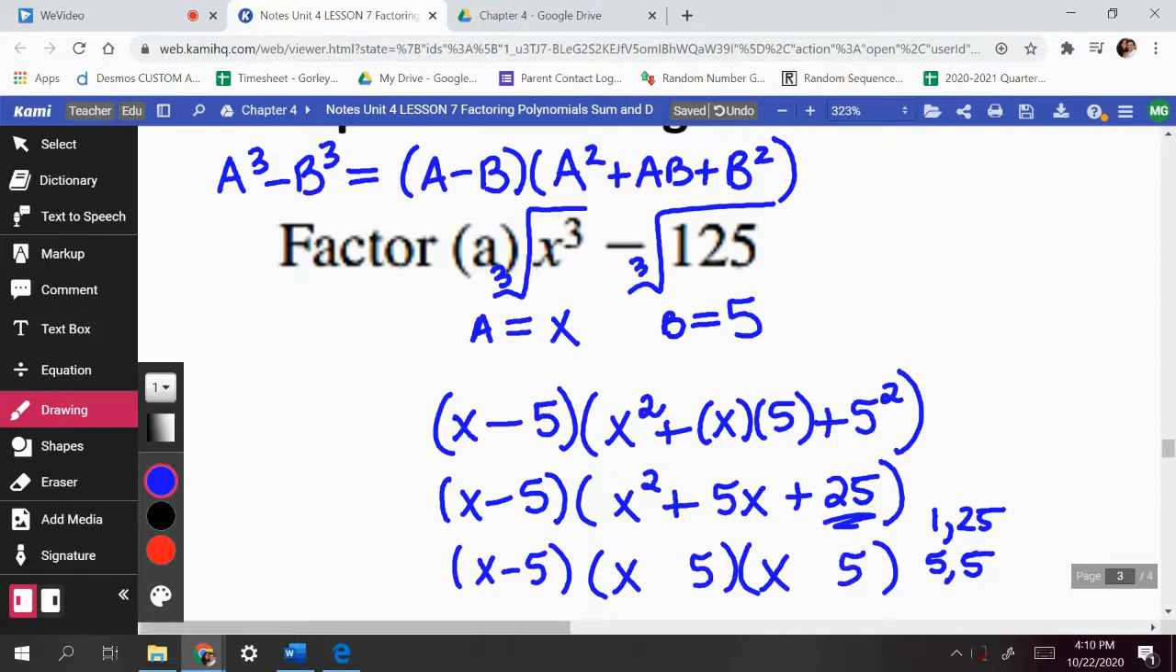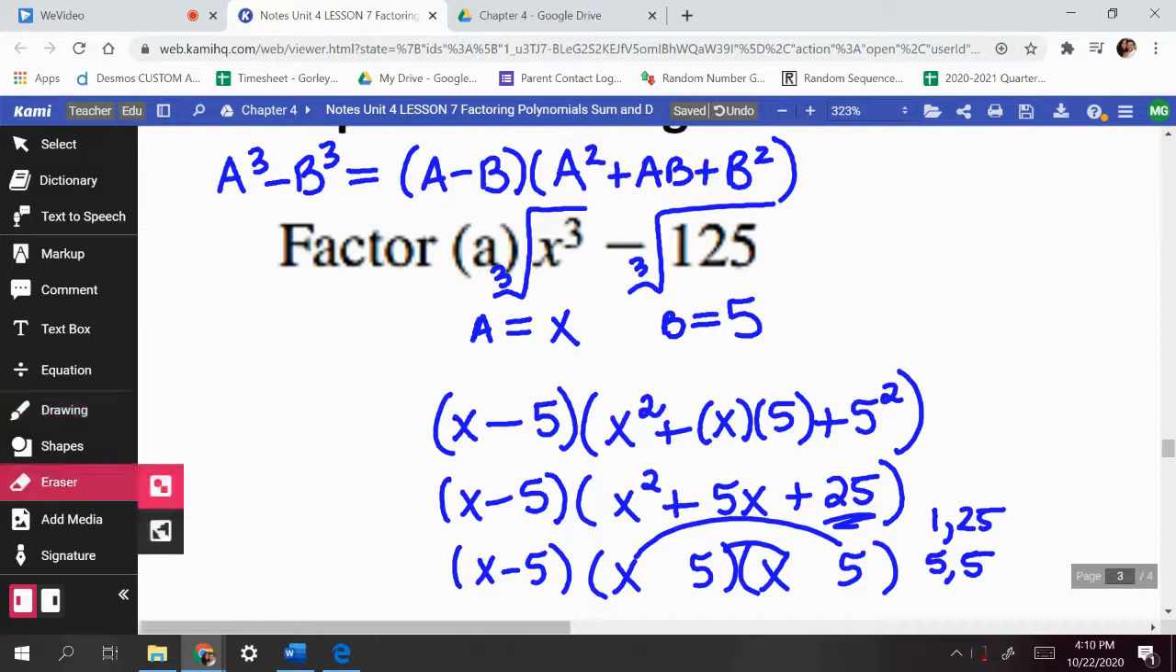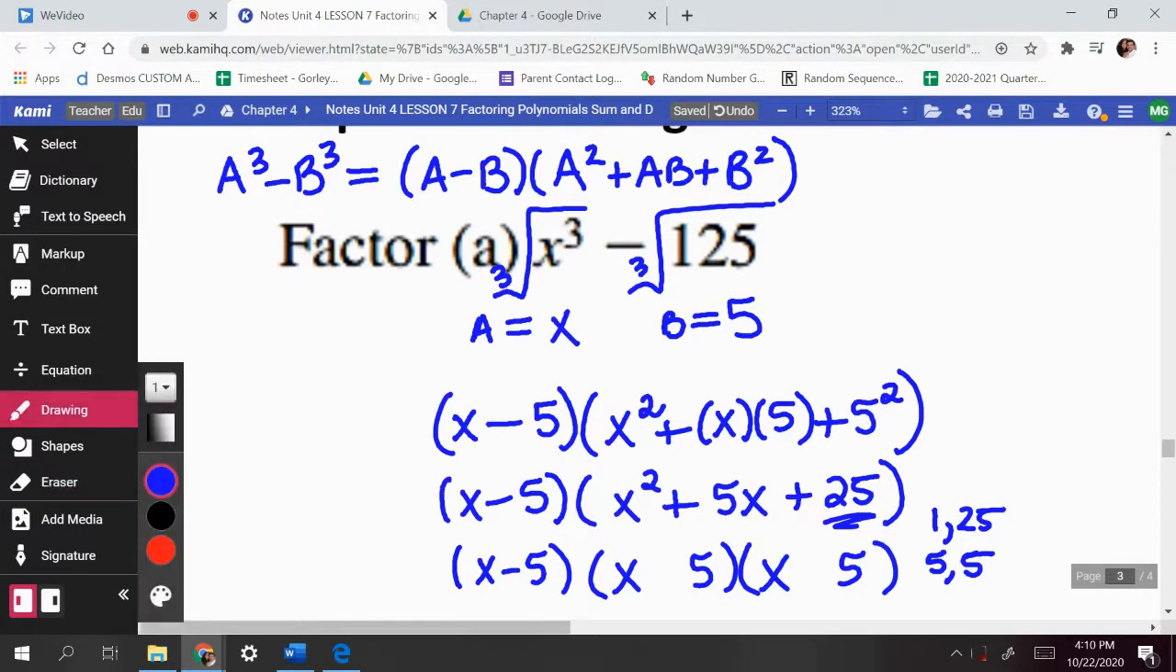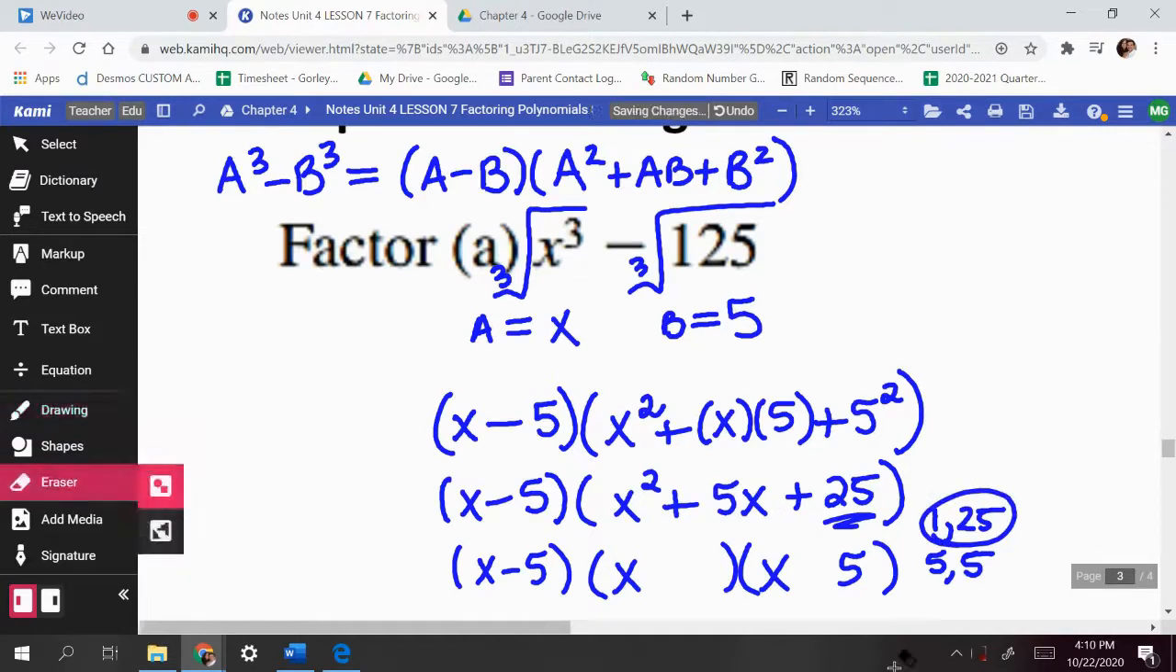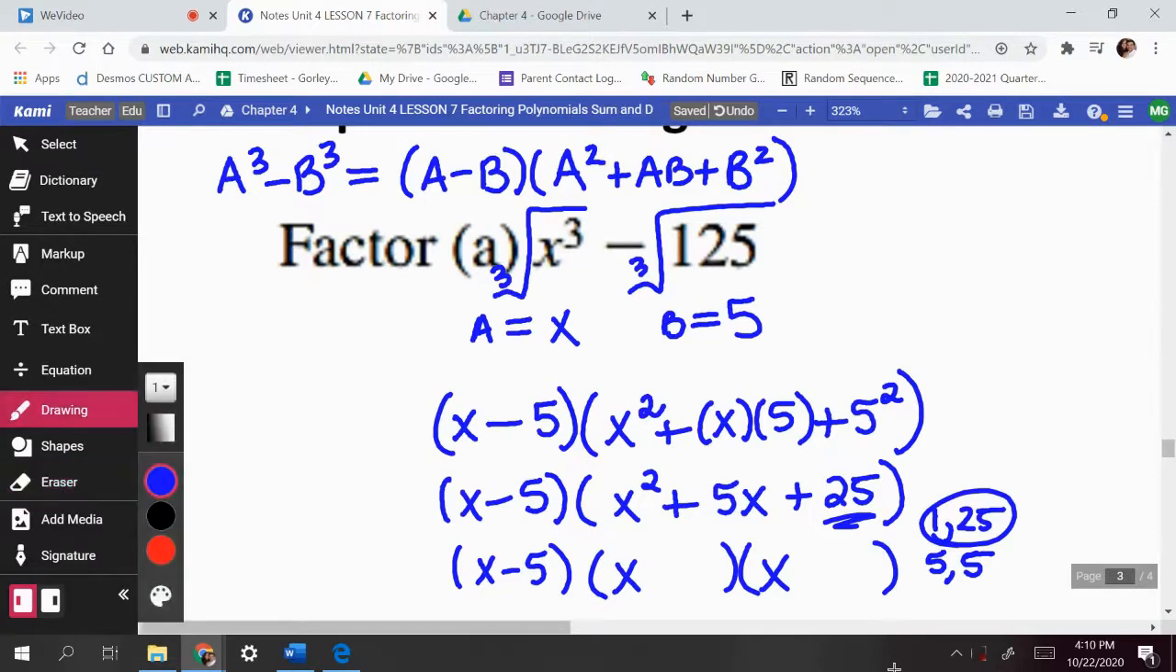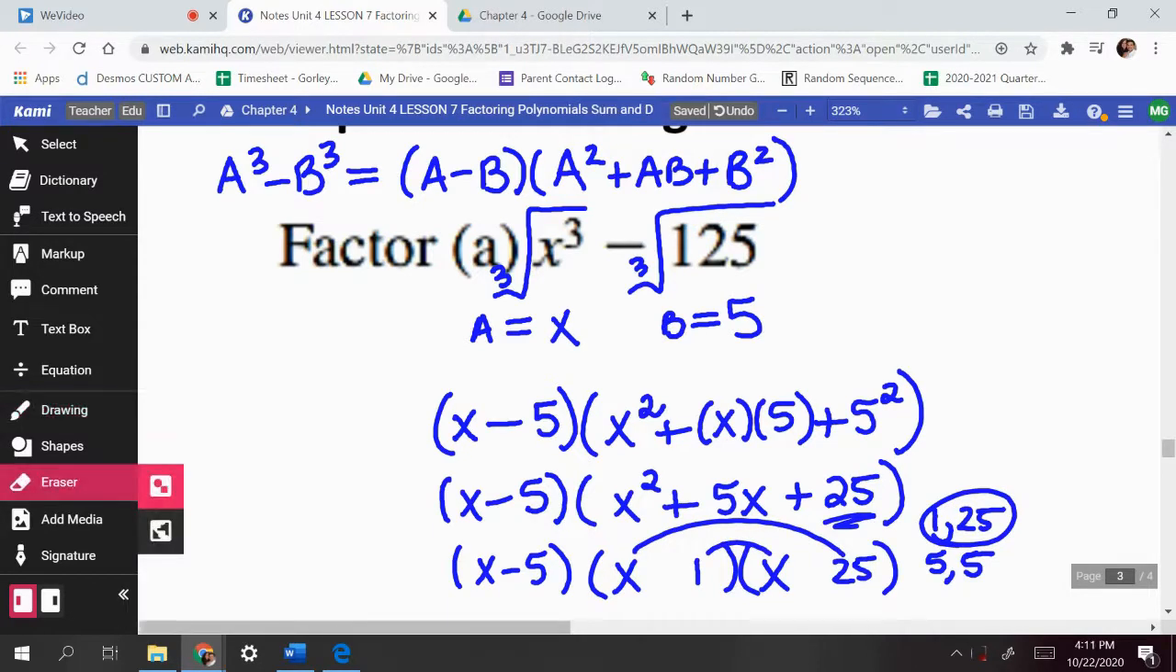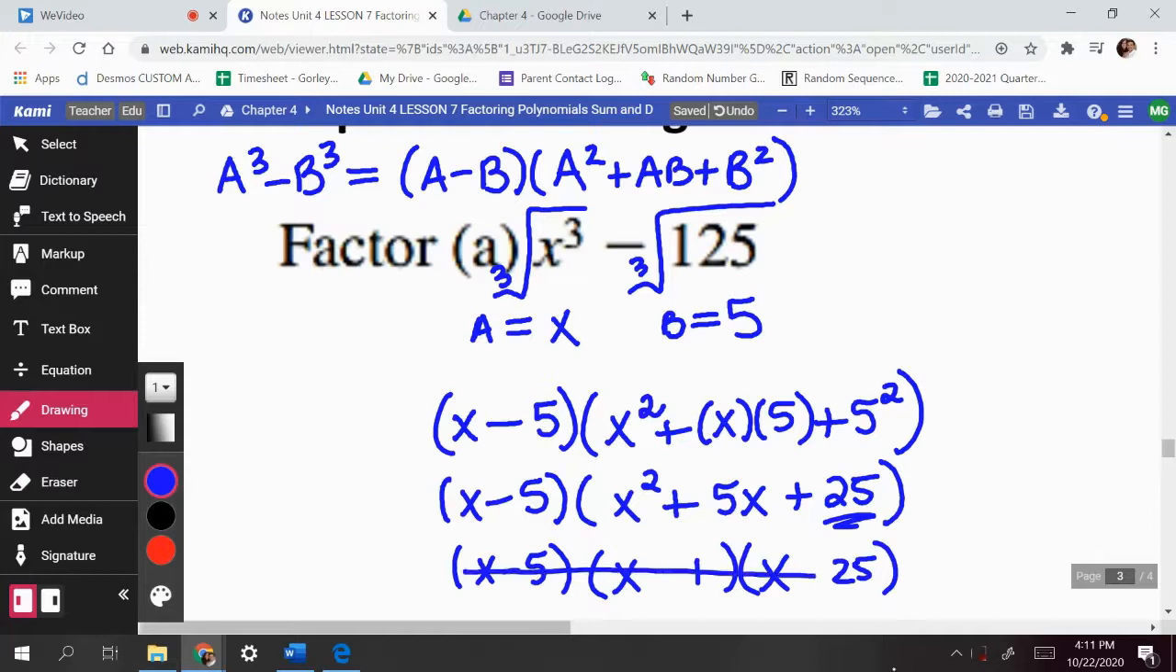If I put 5 times 5 here, you can see my outers and inners give me 10x when I sum them together, which is not going to work, right? Because I have a 5x in the middle. And then if I do 1 and 25, let's try that. Here my outers give me 25x and my inners give me 1x. So that's going to be 26x. So that doesn't work. So you can see I cannot factor this any further. So this is going to be my answer right here.